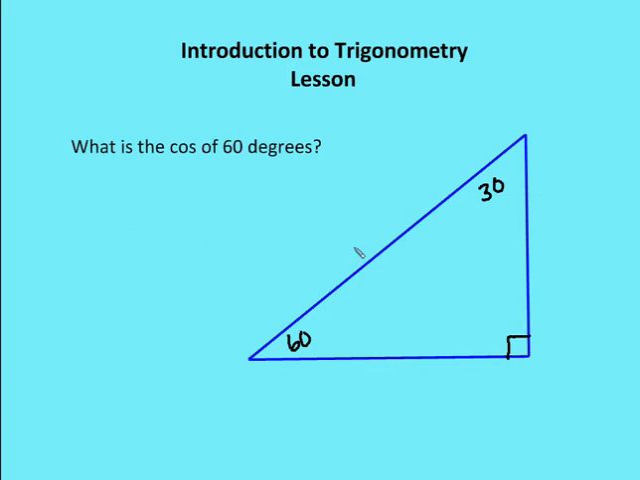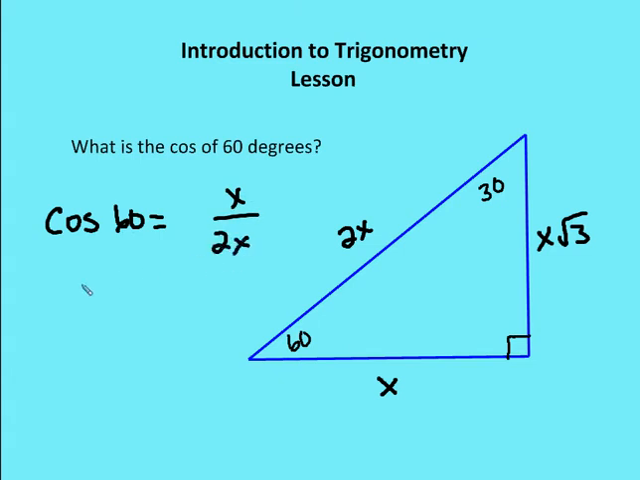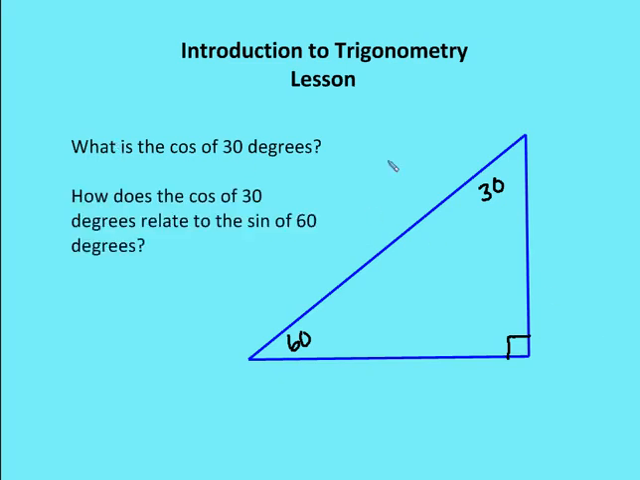Cosine of 60 degrees. So remember, cosine is equal to the adjacent side over the hypotenuse. So the adjacent side in this case is going to be x, and the hypotenuse is 2x. And again, this is x root 3. So when we take the value of the cosine of 60 degrees, we see that it is equal to the adjacent side, which is x, over the hypotenuse 2x, and that is equal to 1 over 2. So the cosine of 60 is 1 over 2. All right, so next we're moving on.